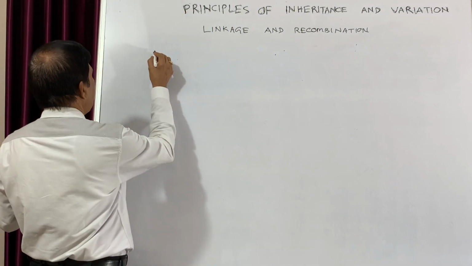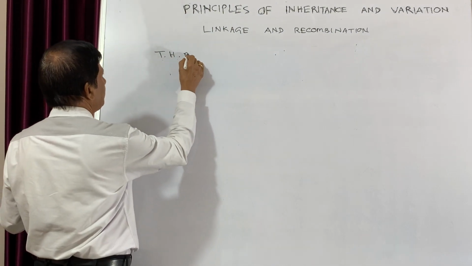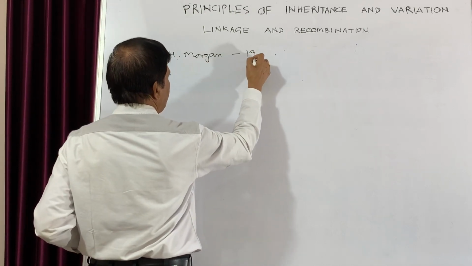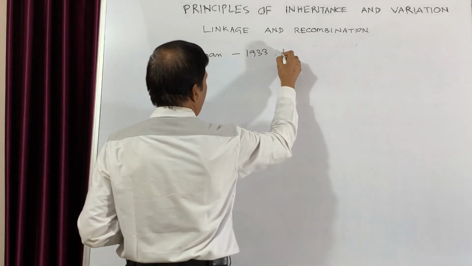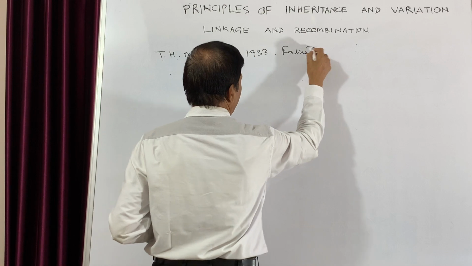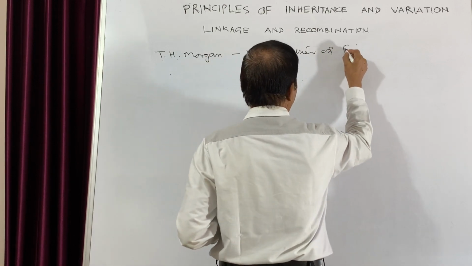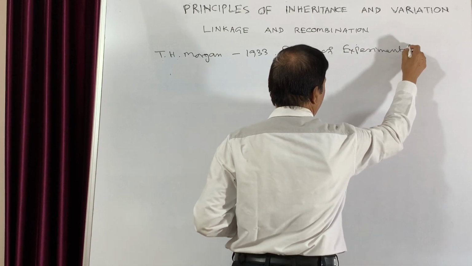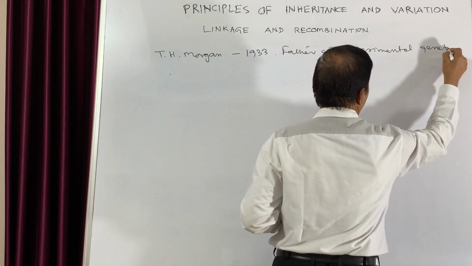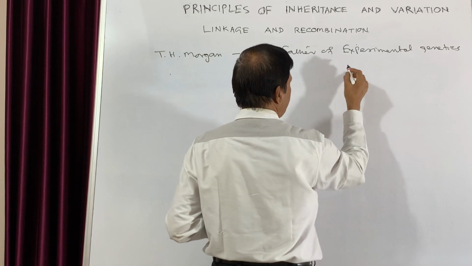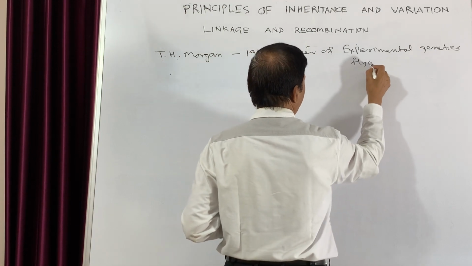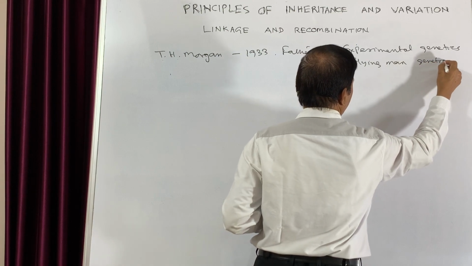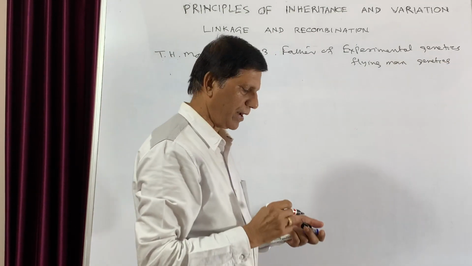So T.H. Morgan got the Nobel Prize in 1933. He is known as father of experimental genetics, and he is also known as the flying man of genetics, because he worked on that fruit fly.